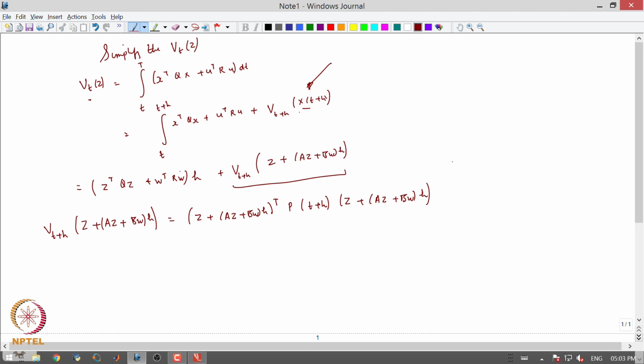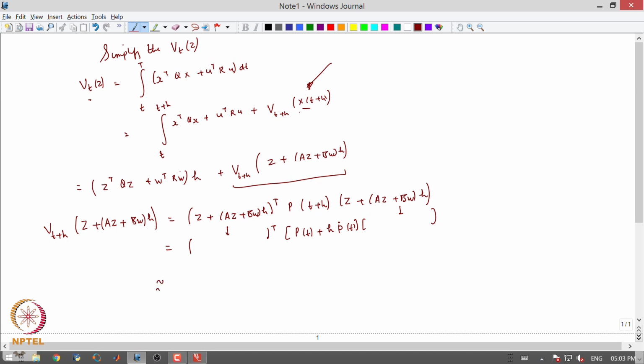So, what is the next step? This will remain as it is. P I can again further approximate as P(t) plus h times P dot(t), with this term coming and sitting here again.